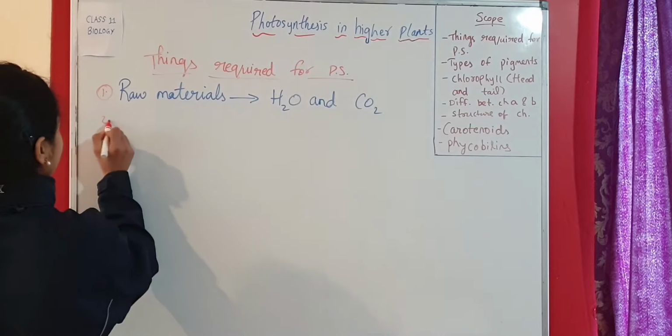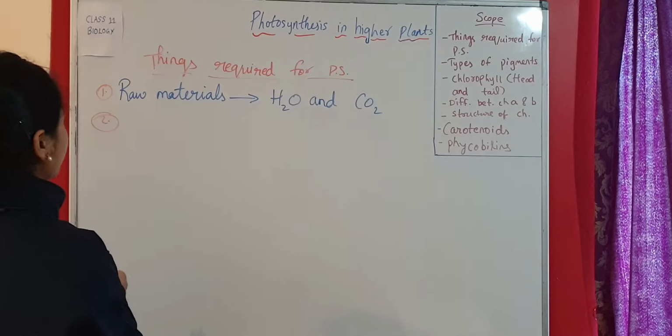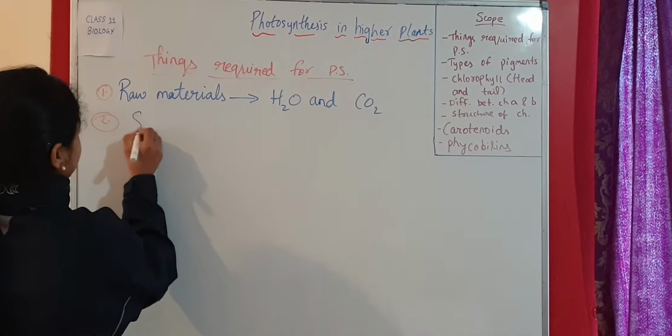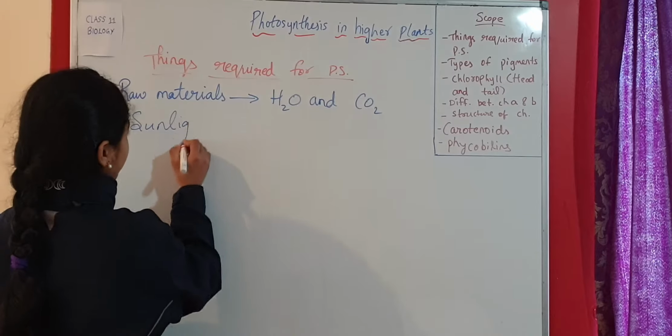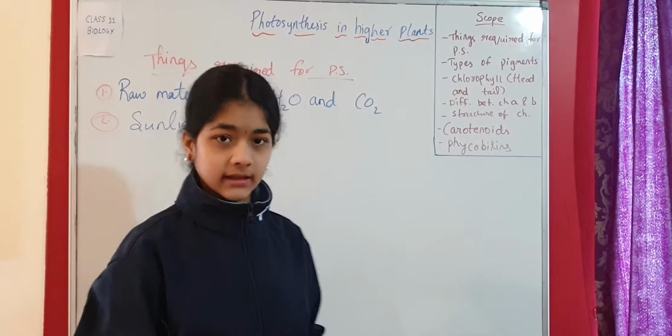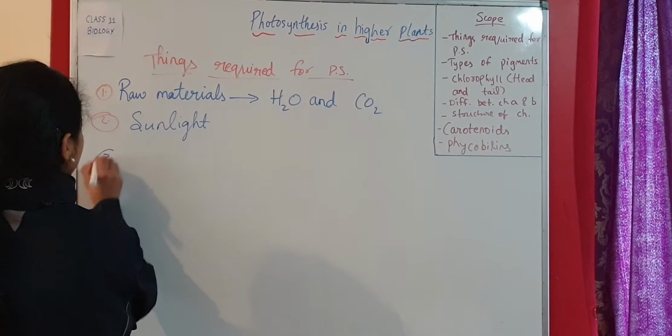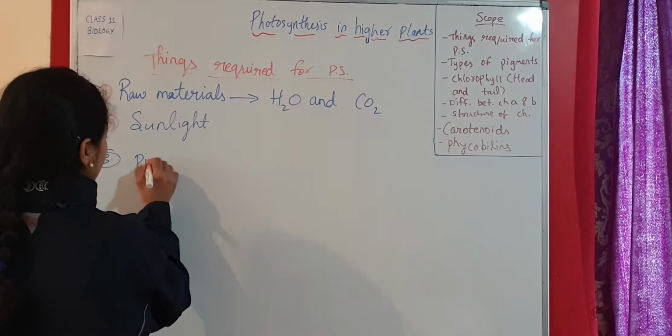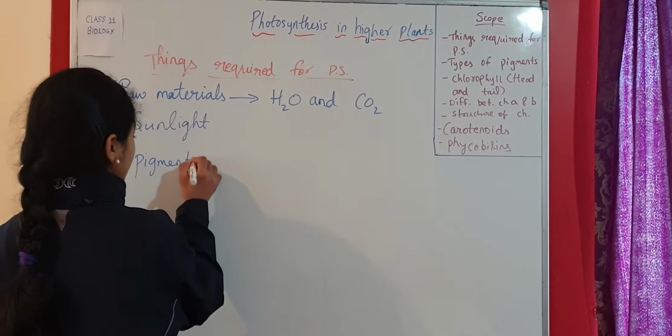And the next thing that is required for photosynthesis is sunlight. Sunlight is essential for photosynthesis. And this statement was given by Jan Ingenhousz. And the third thing that is required are some pigments.